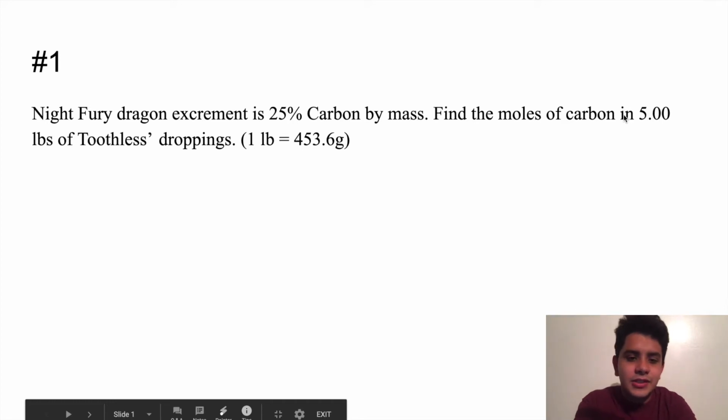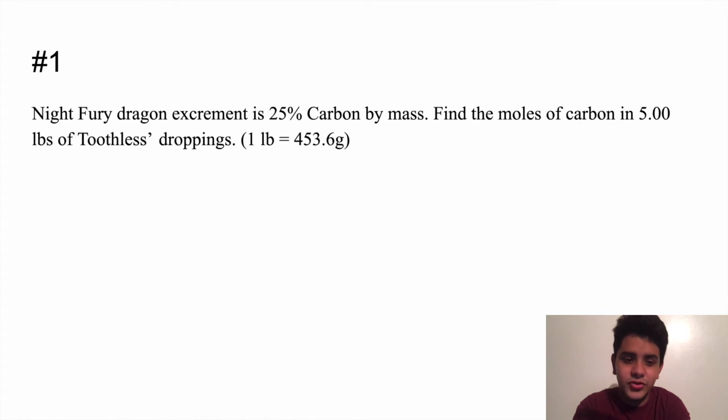Hey guys, today we're going to show you how to answer the questions on the How to Mole Your Dragon worksheet. First question says, Night Fury dragon excrement is 25% carbon by mass. Find the moles of carbon in 5 pounds of Toothless's droppings. For those who have never seen this movie, it's called How to Train Your Dragon, and Toothless is a dragon. His species is a Night Fury.